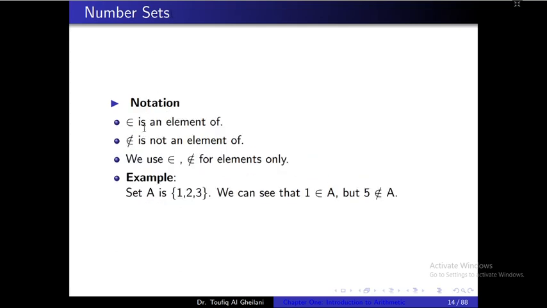Here there are some notations. This is an element of, and this is not an element of. We use element and non-element for elements only. Example: set A is 1, 2, 3. We can see here 1, we say it is an element of A. Why? Because it's included in A. But 5 is not an element of A. Why? Because 5 is not included in A.